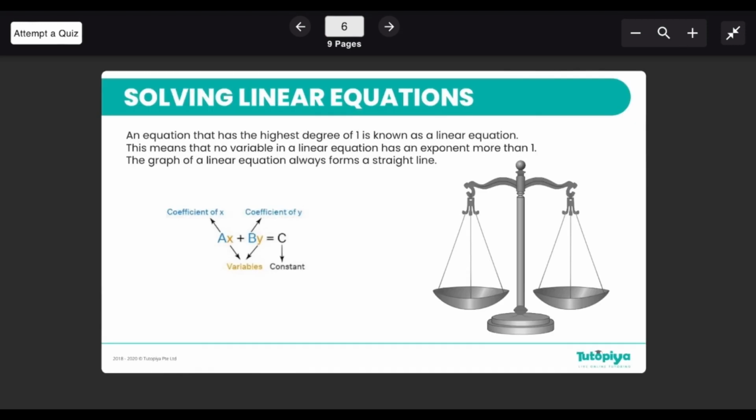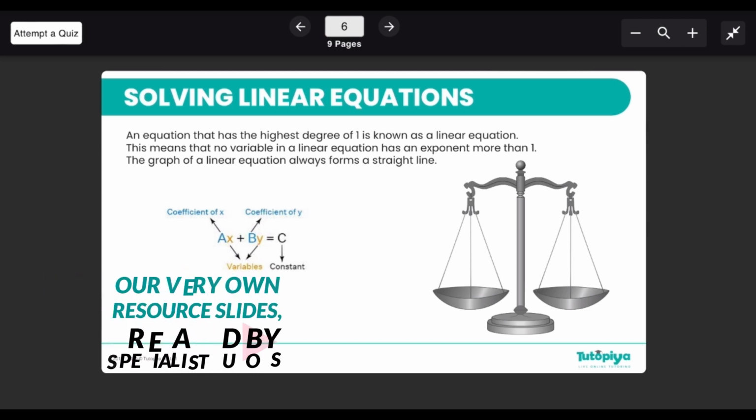Moving on, solving linear equations. An equation with the highest degree of 1 is known as a linear equation. That means the exponent has to be equal to 1. So if you have x to the power of 2 or y to the power of 2 or whatever, then it is not a linear equation. In a linear equation, x to the power of 1 is the highest power that should be there in the equation.